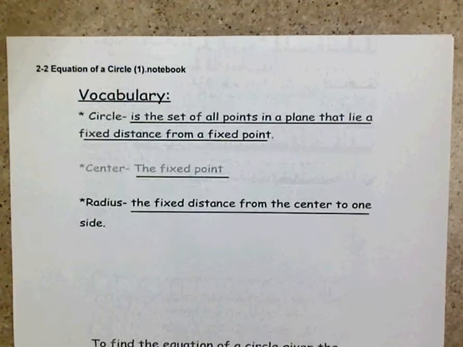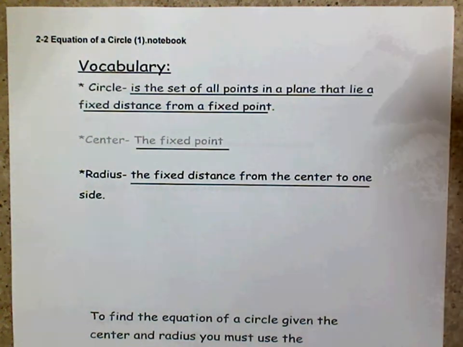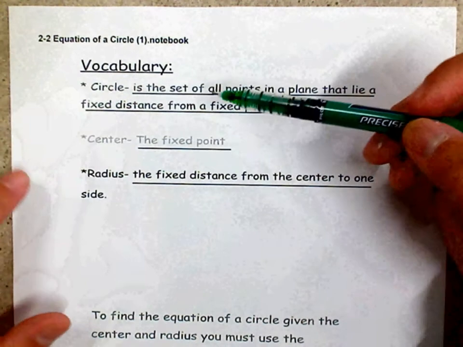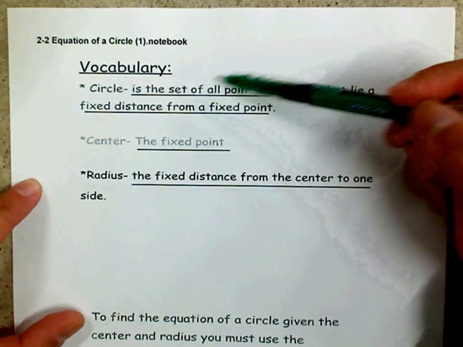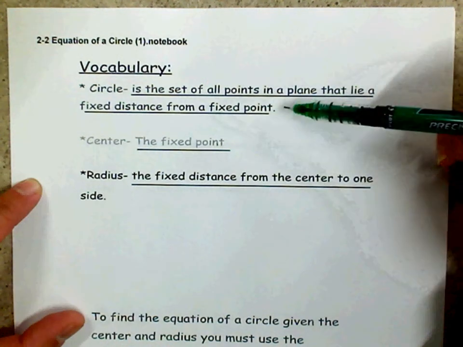Before we start, let's learn some vocabulary terms. All right. The definition of a circle is a set of all points in a plane that lie at a fixed distance from a fixed point.